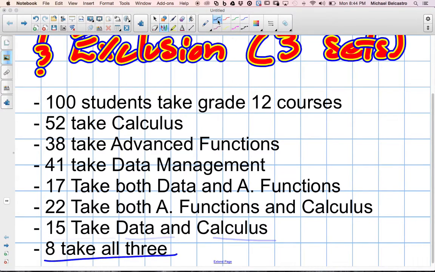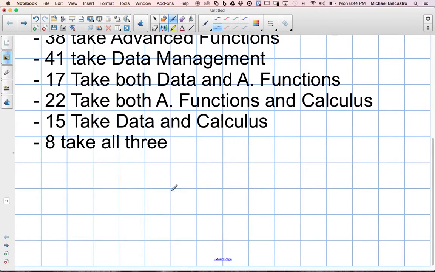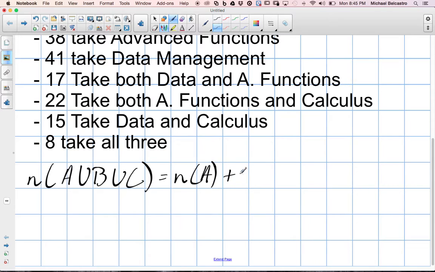We do have a formula for our set. And we'll kind of write this down. Write our formula here. It looks like this: A, B, or C is equal to the number in set A plus the number in set B plus the number in set C.